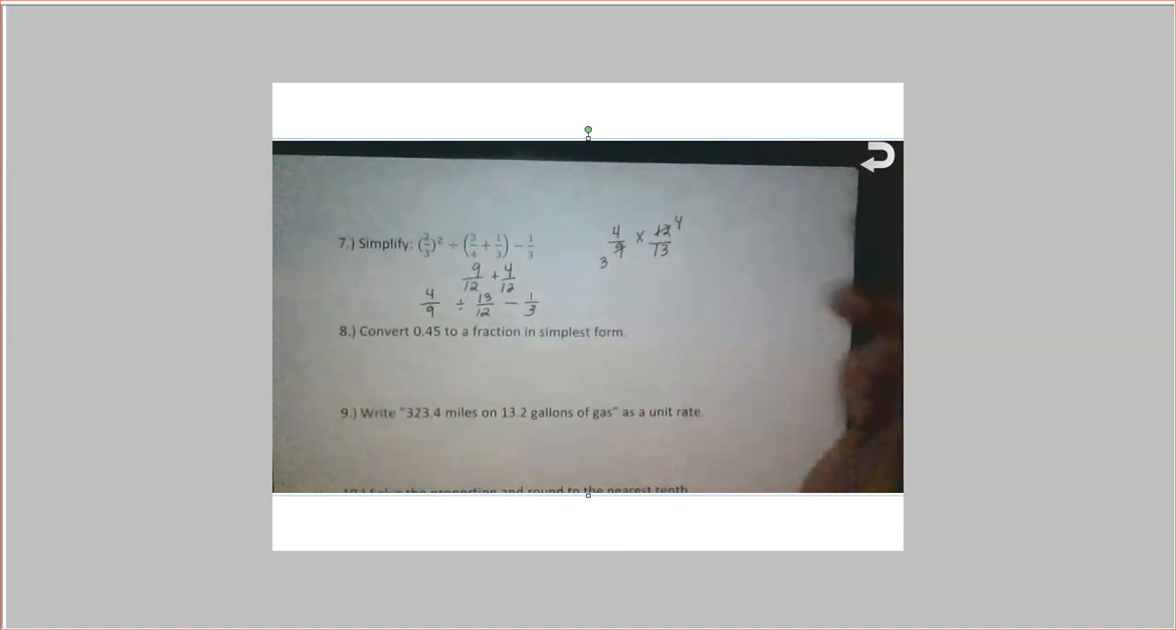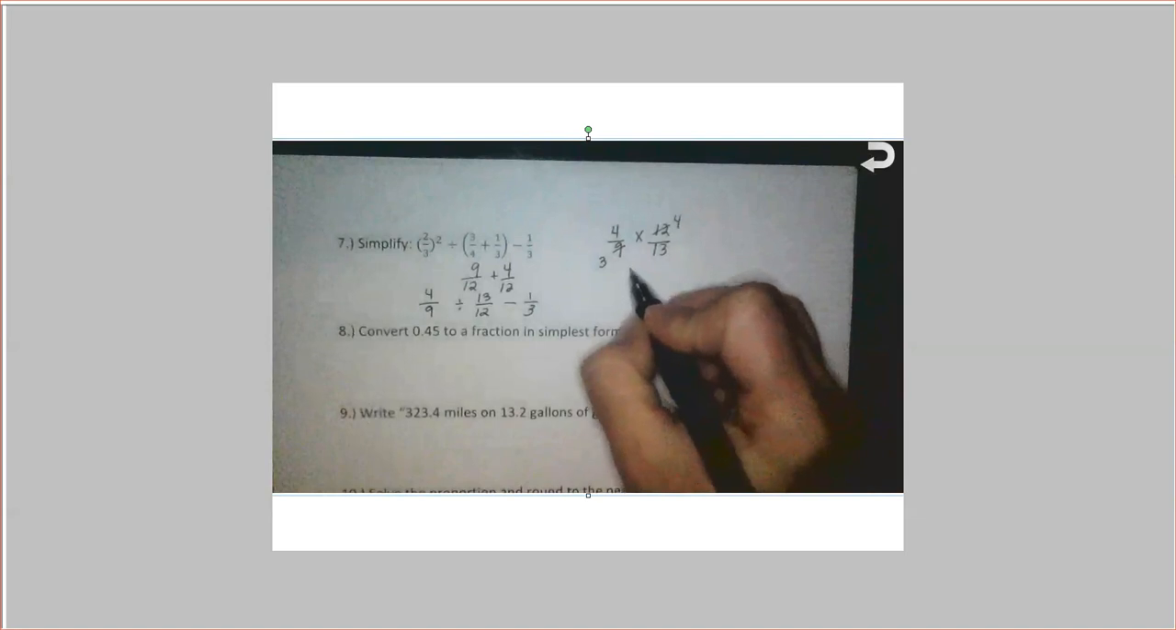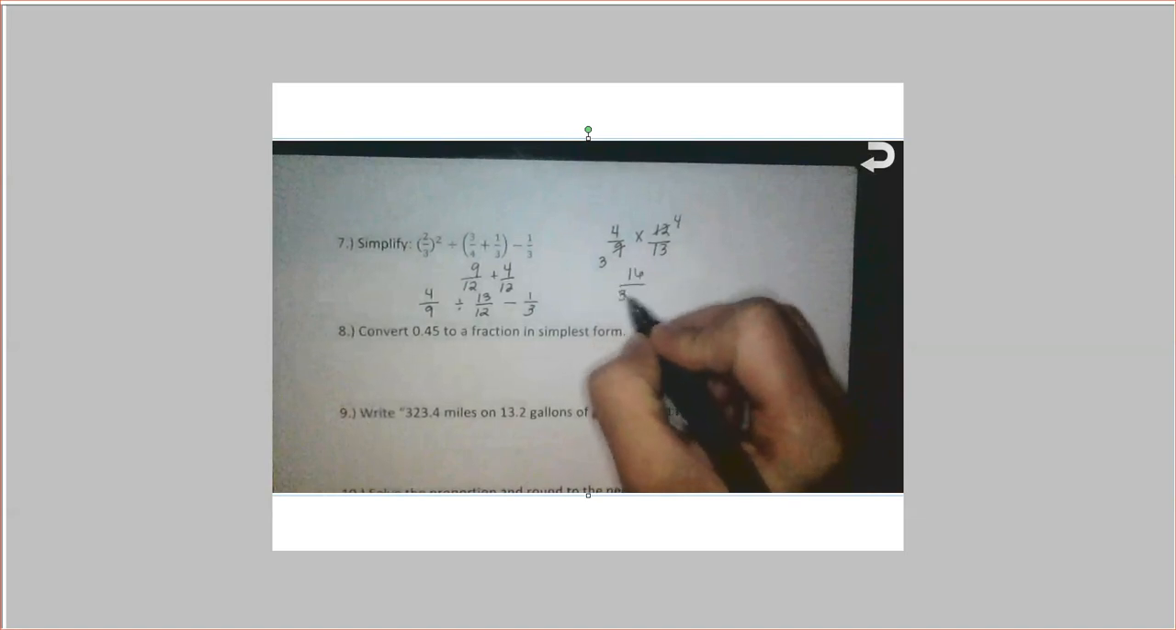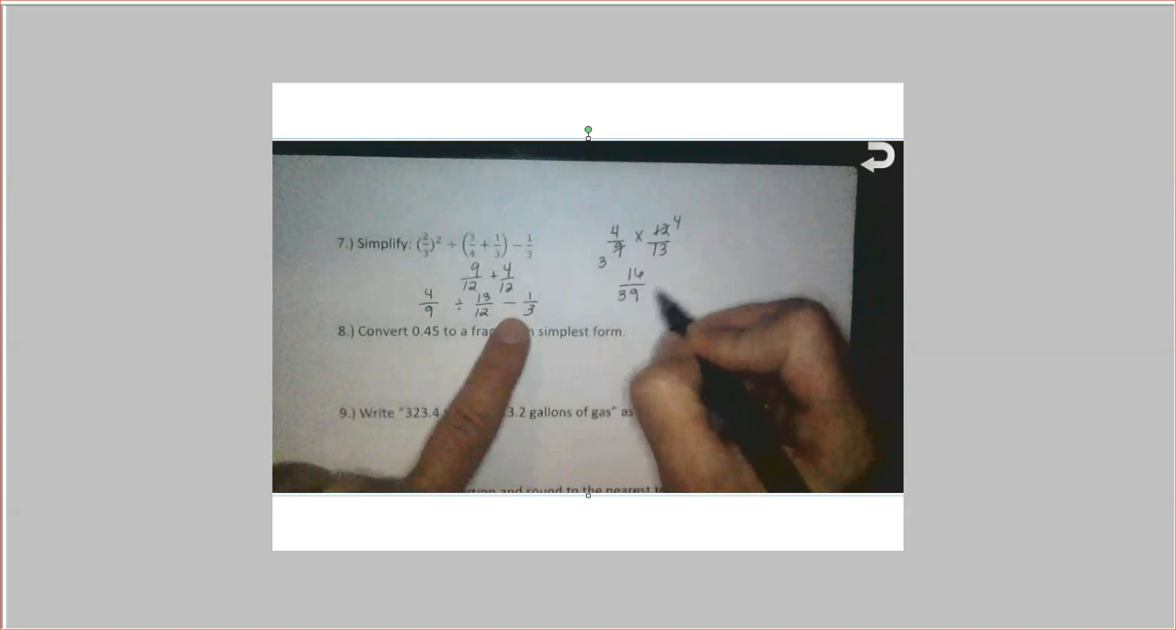9 and 12 are both divisible by 3, so I can simplify a little bit there. That will equal 16 over 39. And don't forget we've got this minus 1/3 out to the side. So before I can do this math, I've got to find a common denominator. 3 will actually go into 39 13 times.